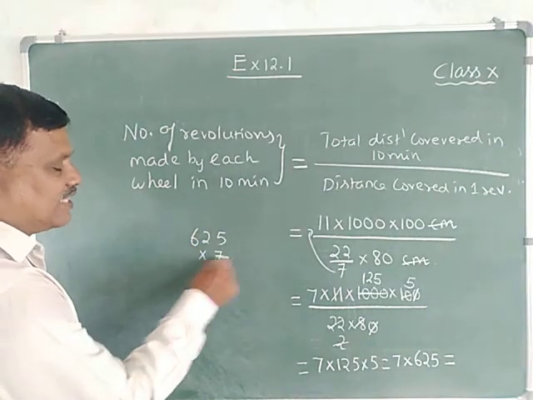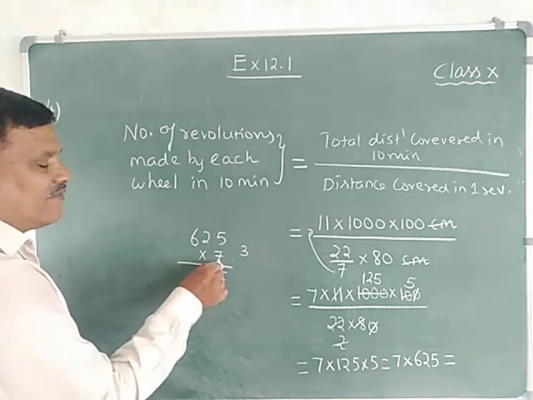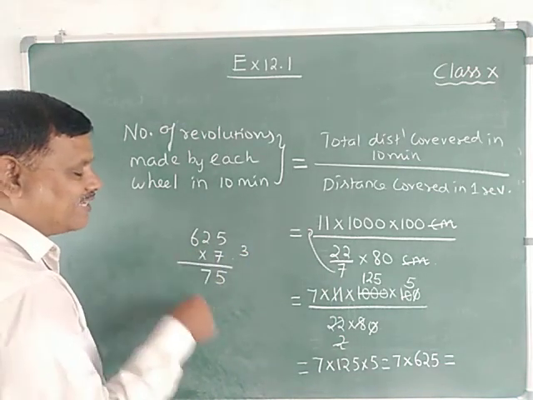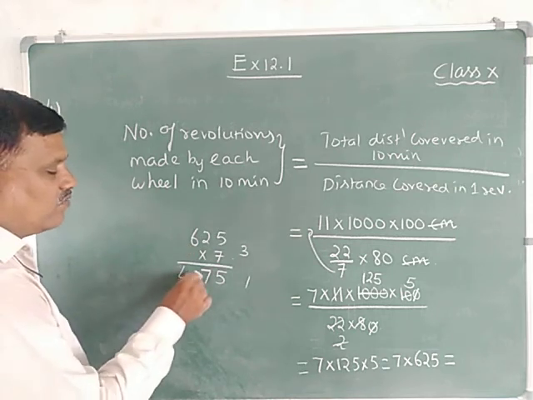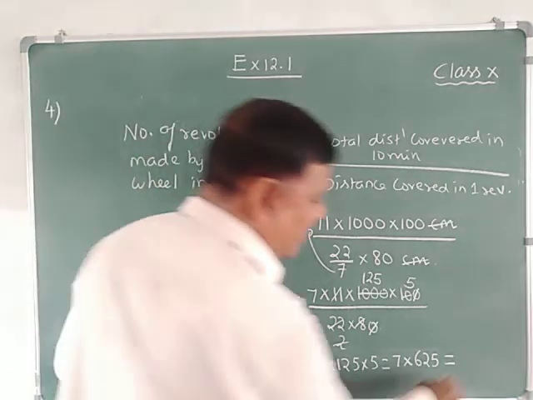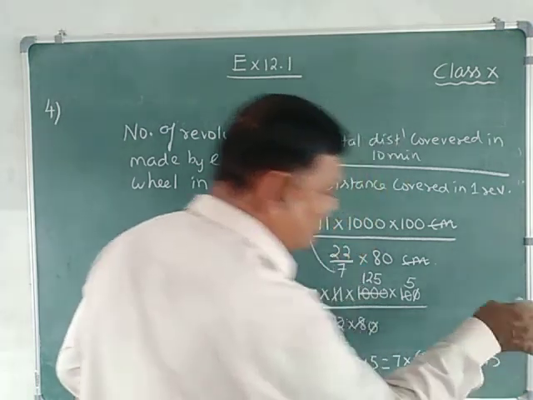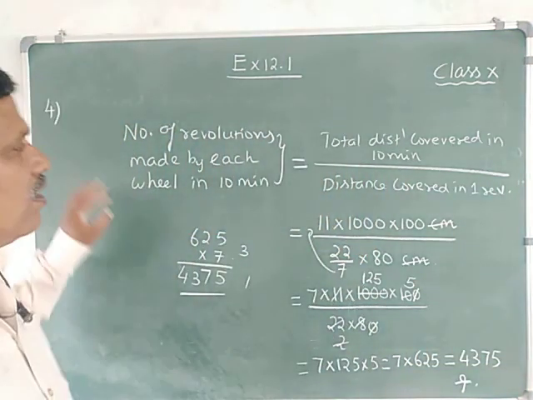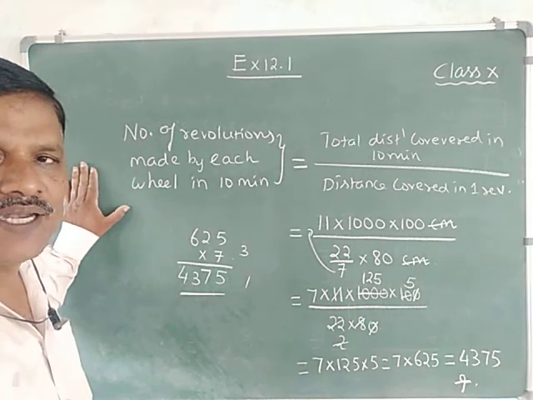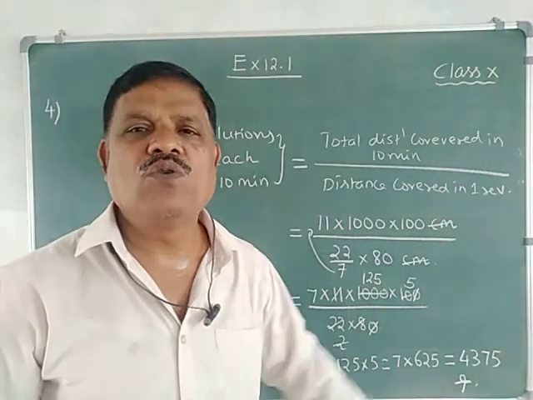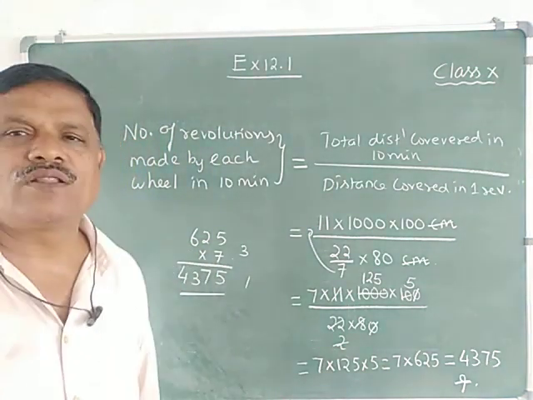625 into 7. 7 5s are 35, balance 3. 7 2s are 14 plus 3, 17, balance 1. 7 6s are 42 plus 1, 43. So the final answer is 4375. Therefore, the number of revolutions made by each wheel in 10 minutes is equal to 4375. So this is the solution for this problem, children.